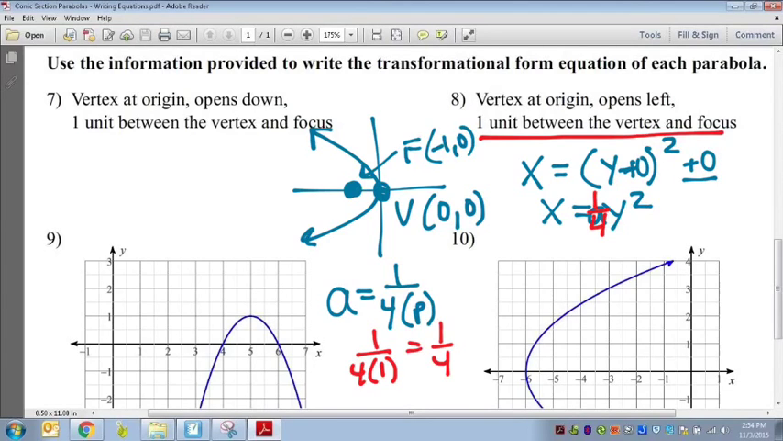And again, the other way you could see it is 4x equals y squared, because the reciprocal of 1/4 is 4. But either answer is fine. I'm okay with either answer.